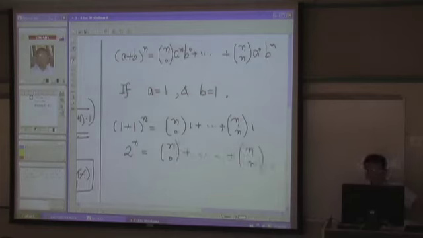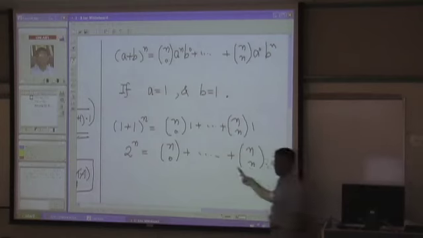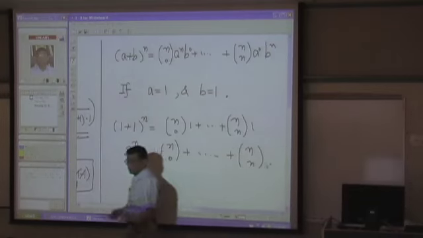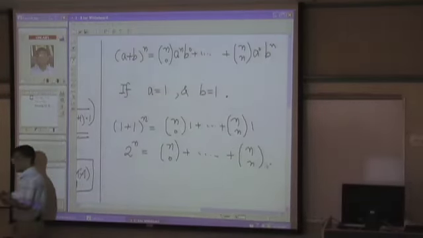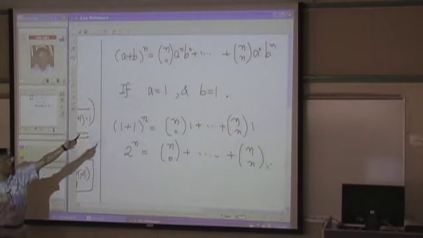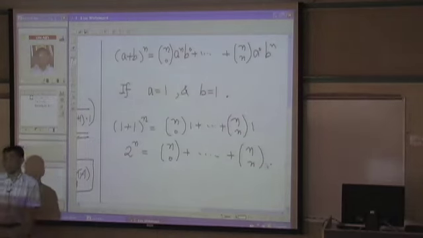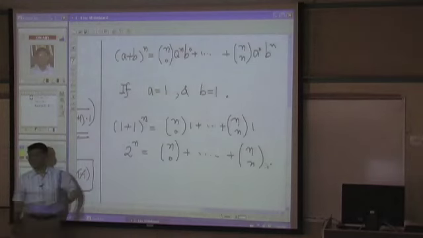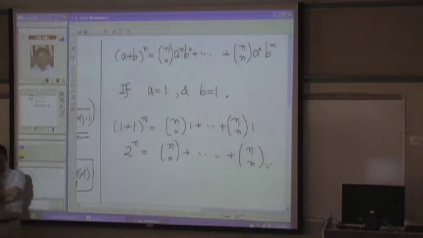So I may ask you to prove this fact. Then what should you do? You should say that by the binomial theorem, we have the above fact, and then if we use a equal to 1, b equal to 1, then we can get this result. So the proof is done, right? Do you follow me or not?